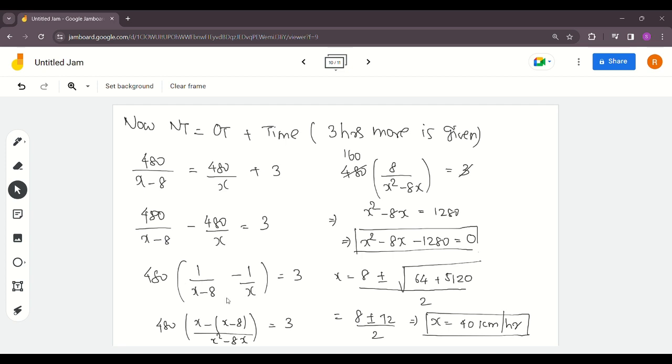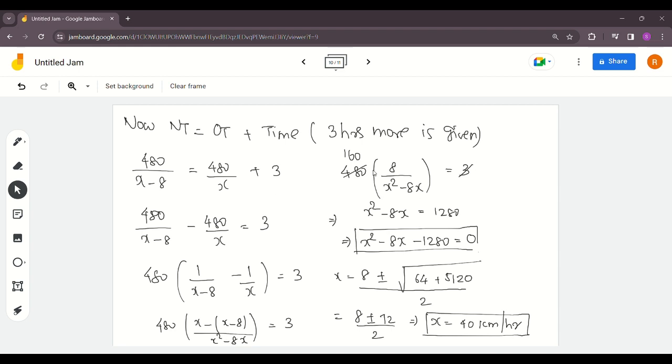So 480 to take LCM, x minus of x minus 8. See, whenever minus is there, you have to put a bracket. If plus is there, you need not put a bracket. If minus is there, surely you should put a bracket. So x minus of x minus 8 by x square minus 8x. So this is the LCM. So now x and x on removal of bracket will get cancelled. So you will get 480 into 8 by x square minus 8x equal to 3.